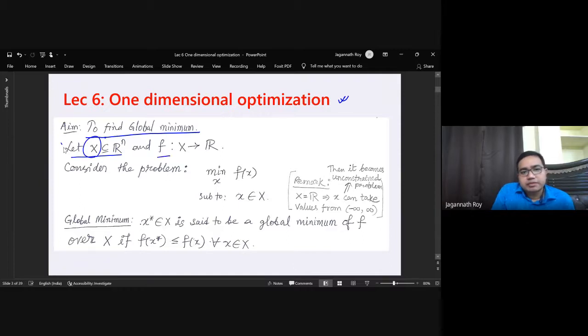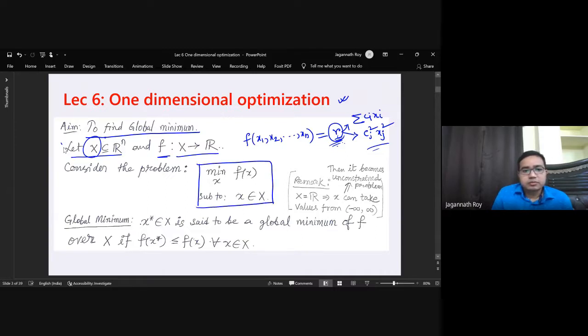Then function f, for example, is f of x1, x2, ..., xn. This should be some value in R. R can be a summation of ci xi. It can be ci xi squared, or cj xj squared. It can be like this also. Note that the resultant is a real number. Now we have to consider the optimization problem of this form.